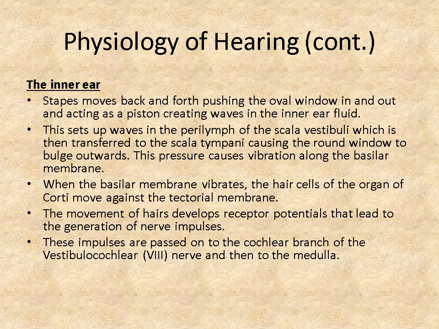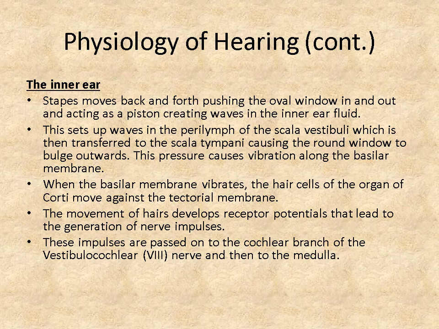So as we have seen in the previous video, the back and forth movement of the stapes, the piston-like movement, will create waves inside the inner ear fluid, the perilymph in the scala vestibuli. This will then be transferred to the scala tympani and cause the bulging of the round window. This is called the phase difference. This pressure will cause the vibration of the basilar membrane, up and down vibration of the basilar membrane.